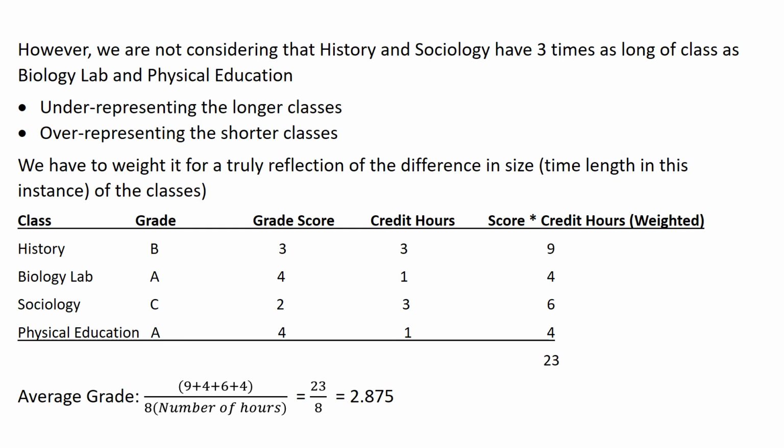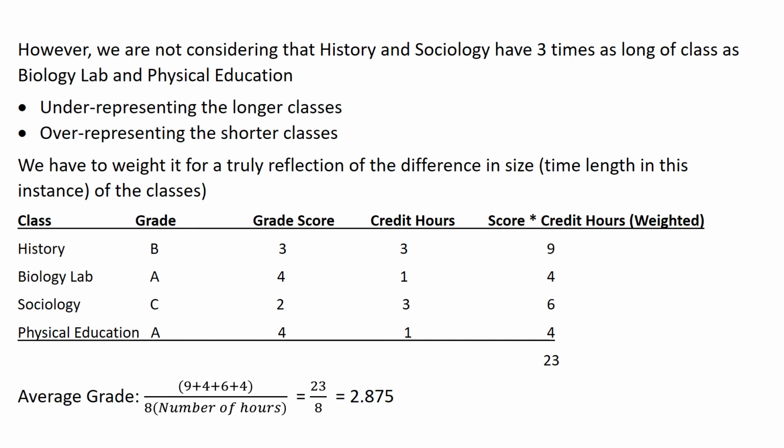So we have not considered that history and sociology have 3 times as long of class as a biology lab or the physical education. We're spending three hours in history and only 1 hour in the biology lab, and we're making them equal. We don't want that. You should have consideration for it takes 3 times as long to do history and sociology compared to biology lab or physical education. We are really overpowering and overrepresenting the small classes, 1 credit hour, and underrepresenting the history classes and sociology classes. So we weight it.